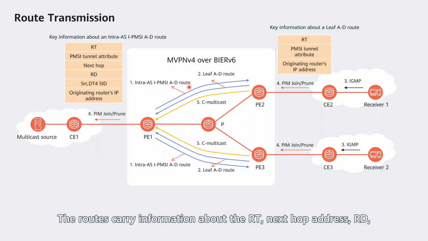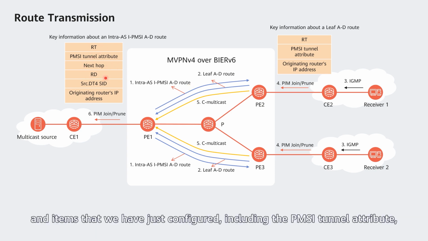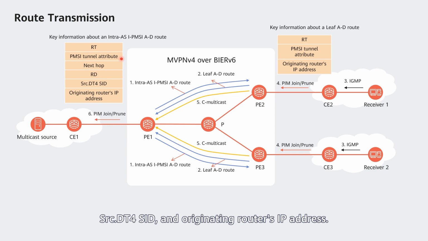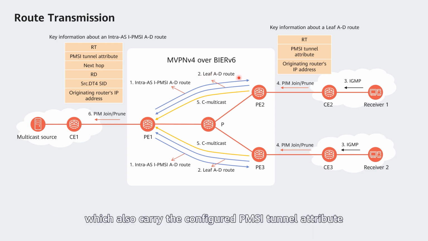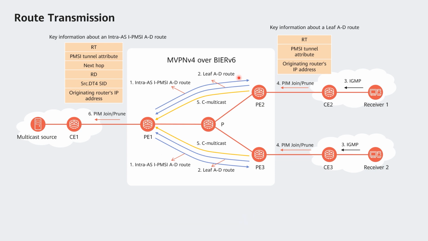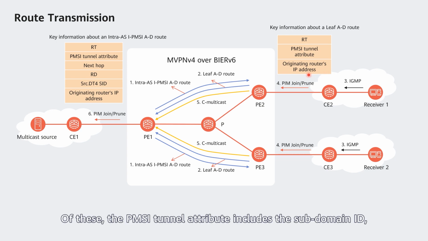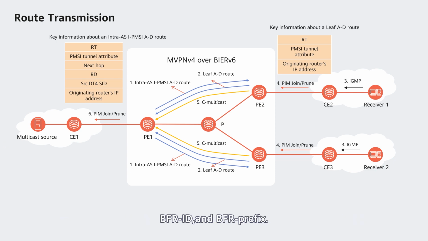The routes carry information about the RT, next hop address, RD, and items that we have just configured, including the PMSI tunnel attribute, source DT4 SID, and the originating router's IP address. After receiving the routes, PE2 and PE3 reply with leaf AD routes, which also carry the configured PMSI tunnel attribute and the originating router's IP address. Of these, the PMSI tunnel attribute includes the subdomain ID, BFR ID, and BFR prefix.